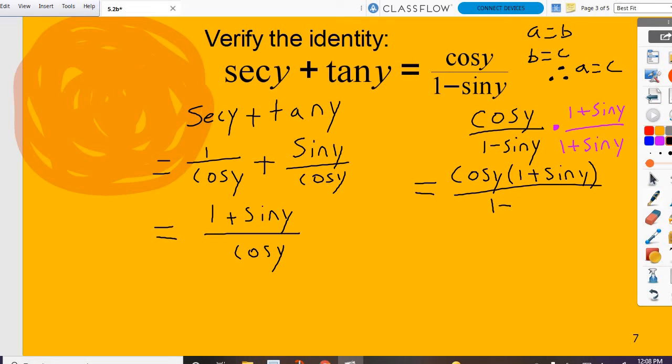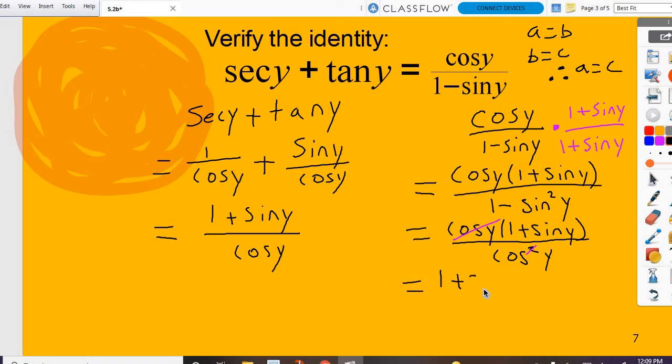Which means that they're going to multiply to 1 minus sine squared of y. Which is why we picked the conjugate, because that middle term goes away. So what is 1 minus sine squared? Cosine squared. Well, we have a cosine on top and a cosine squared on bottom, so what happens to those? One of them is going to reduce. So we end up with 1 plus sine of y divided by cosine of y.